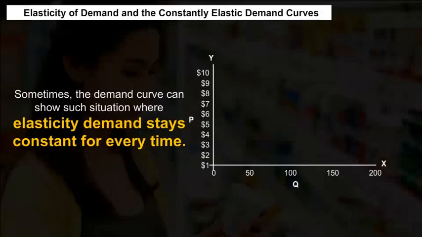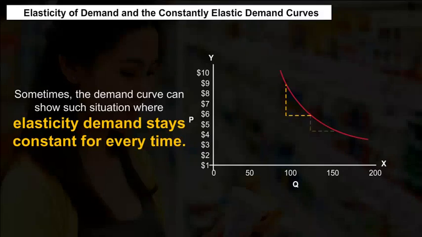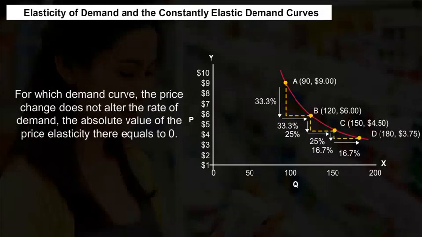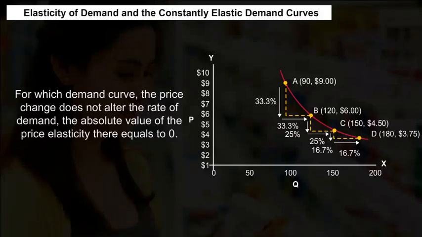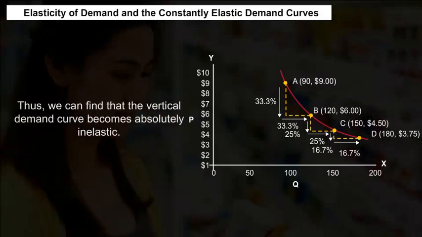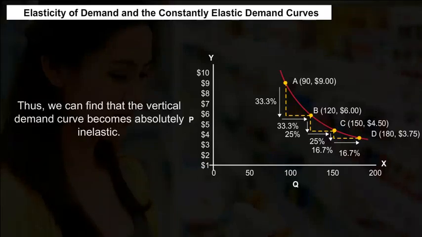Sometimes the demand curve can show a situation where elasticity of demand stays constant all the time. For such a demand curve, the price change does not alter the quantity demanded. The absolute value of the price elasticity there equals zero. Thus we can find that the vertical demand curve is absolutely inelastic.